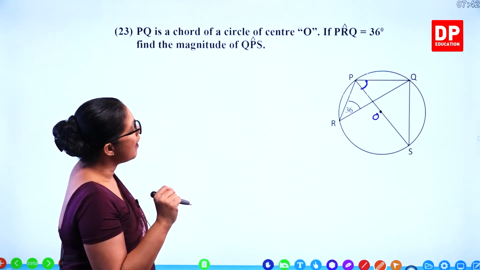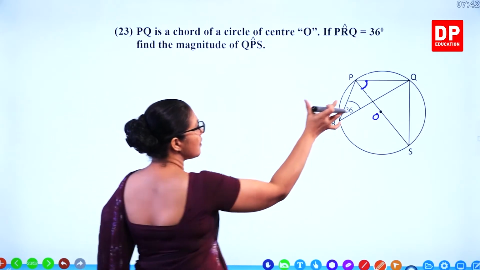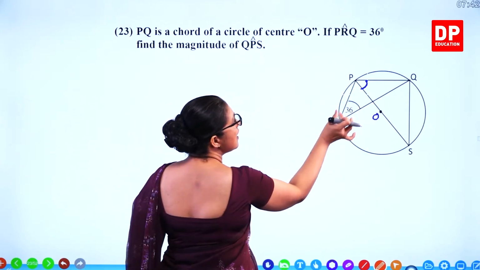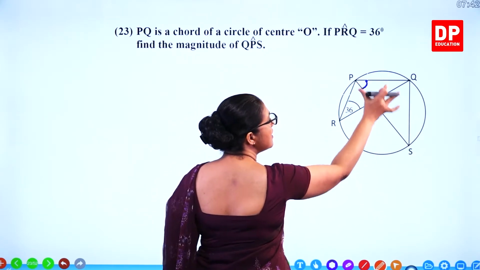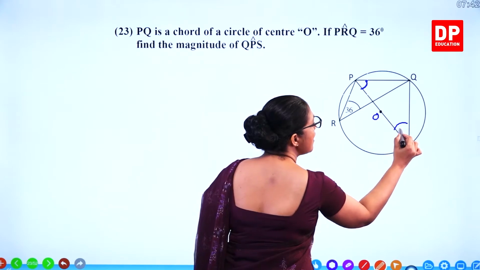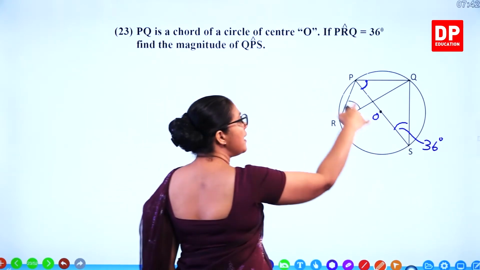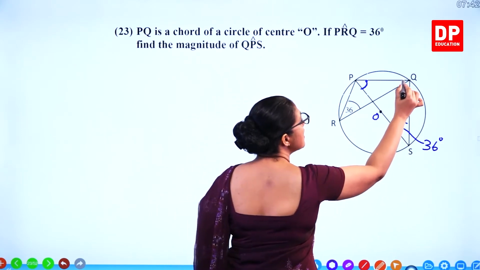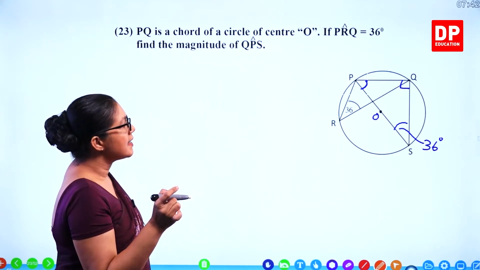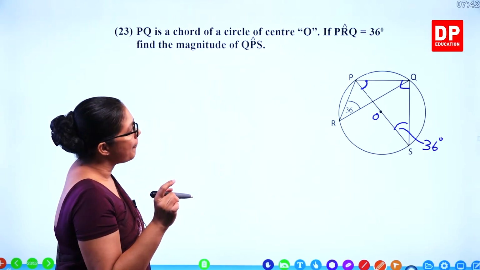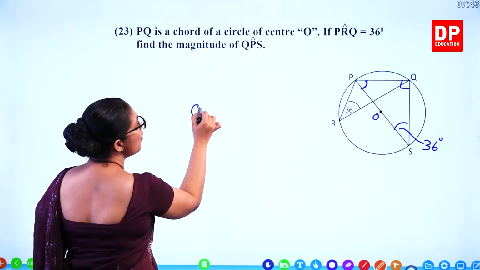So how can we find out this angle? Look carefully. When you take the PQ arc, this angle and this angle are in the same segment, and angles in the same segment are equal. So this is 36. And PS is the diameter, so this angle is 90 degrees. Semicircle angles are 90 degrees. Now you can easily find the required angle.